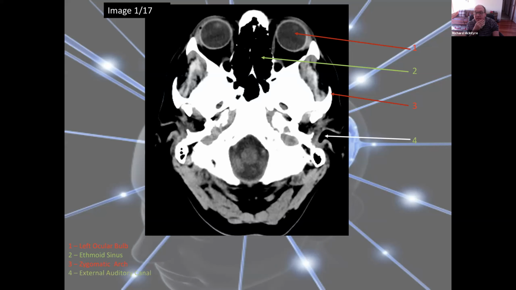We know that's the external auditory canal. What's that structure running up there? It's the left vertebral artery. So we know that runs up the transverse foramen of the C-spine. And then we know the left vertebral artery runs together into the basilar artery and then up towards the brain, the posterior circulation of the brain.